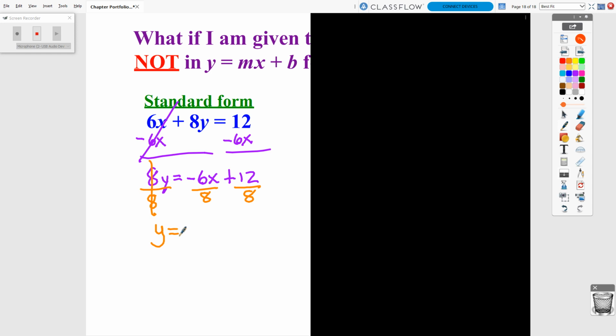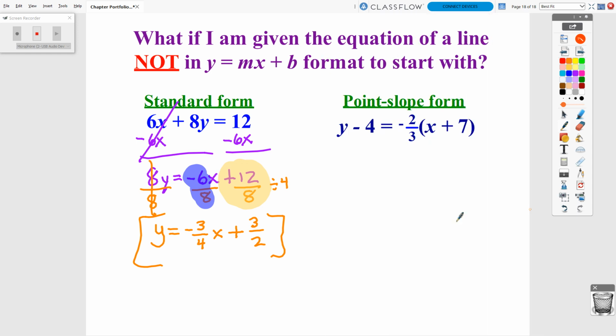So we're left with y equals, and then we might have to do some simplifying. Negative 6/8. Well, that's negative 3/4 simplified, x, plus, now we got to do some more simplifying. What's 12/8 simplified? Well, 4 can go into both of those. So fully simplified, that would be 3/2. And so now here's like your red line at the beginning of the problem. There's its y equals mx plus b. All right? And what if we had point slope form?